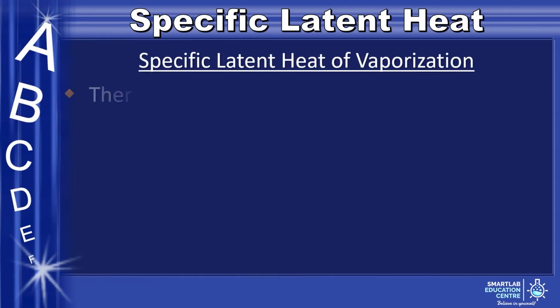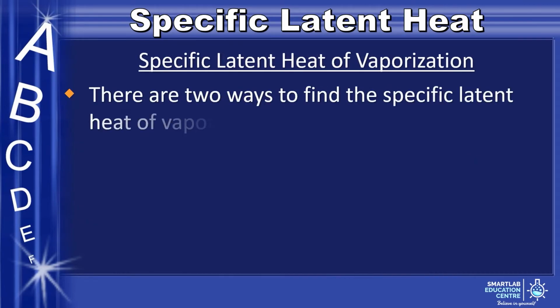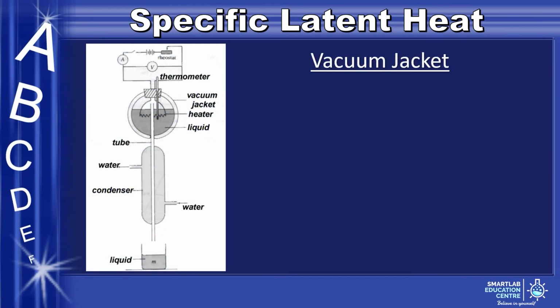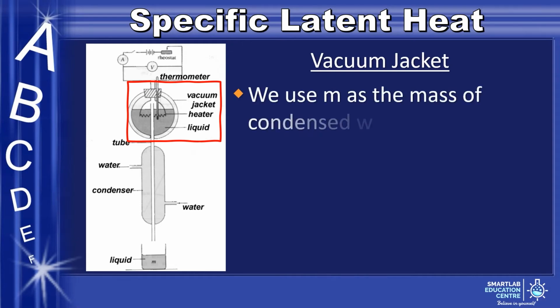As for specific latent heat of vaporization, there are two different ways: using an electrical heater and using a vacuum jacket. Here we use a vacuum jacket. The water undergoes a phase change from a liquid to a gas and reaches the top of the jacket. At the top of the jacket, the water touches the cool surface of the jacket and condenses to form water droplets which go through the tube and drip into the beaker. We use m as the mass of condensed water in the beaker and hence, use the following equation.